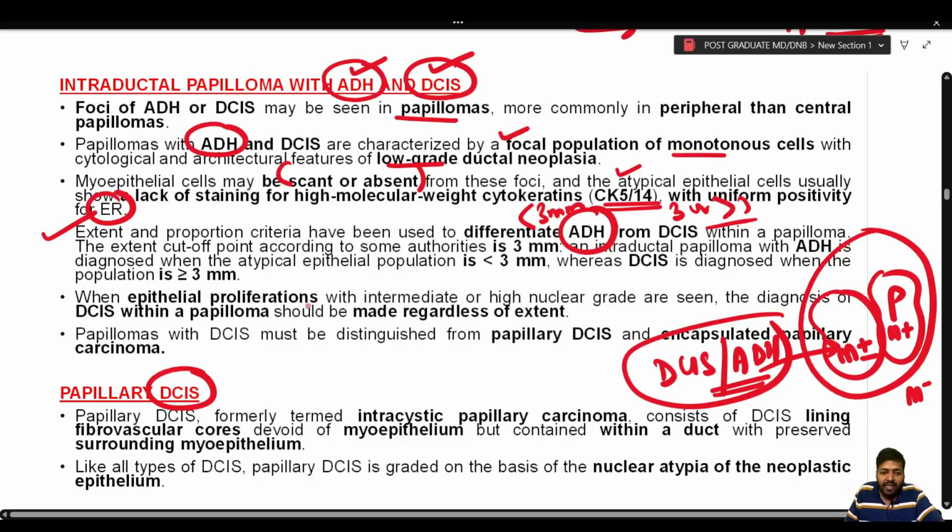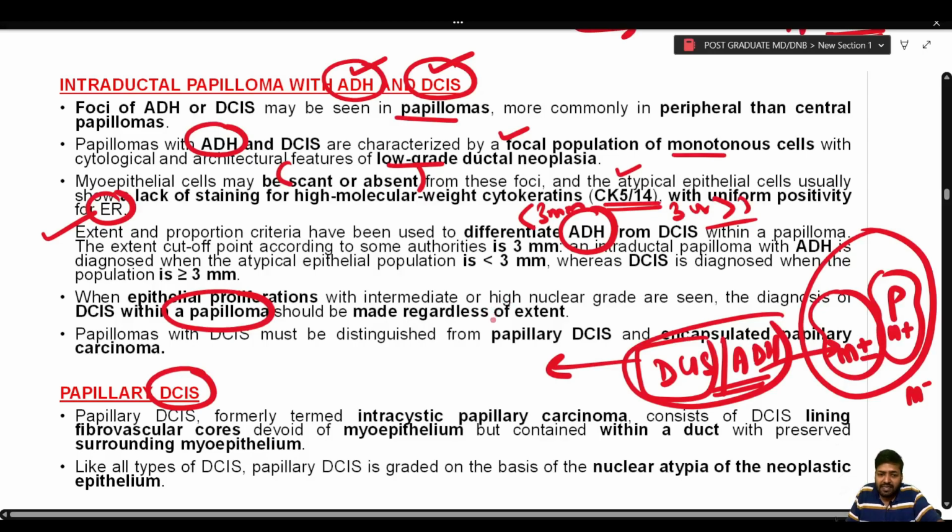When epithelial proliferation with intermediate or high nuclear grade is seen, the diagnosis of DCIS within a papilloma should be made regardless of the extent. For example, if you see a DCIS in a papilloma, but the nucleus is of high grade, in that case we will not label it as papilloma with DCIS. We will straight away label it as a DCIS, a papillary DCIS.